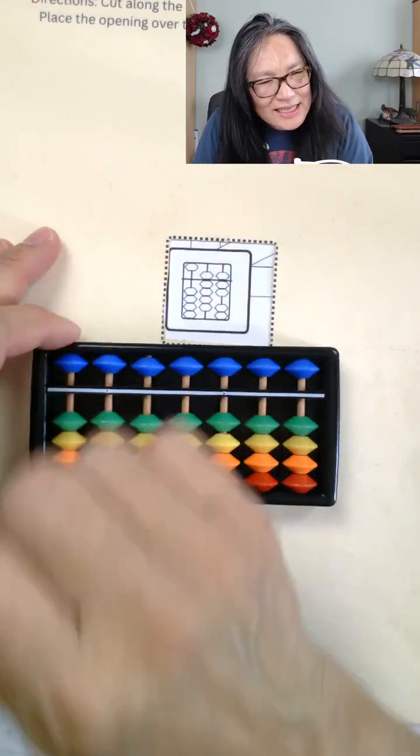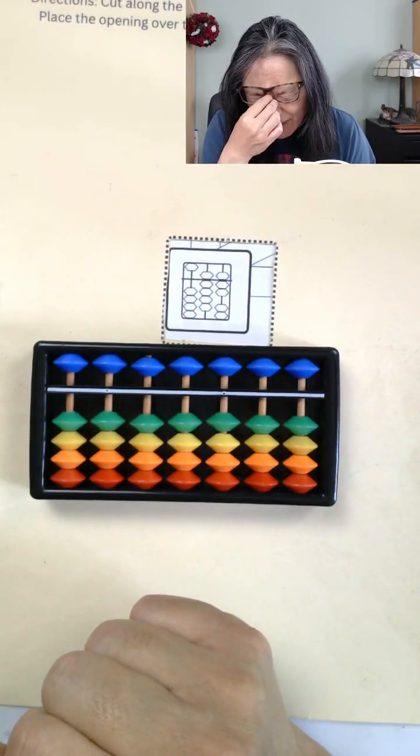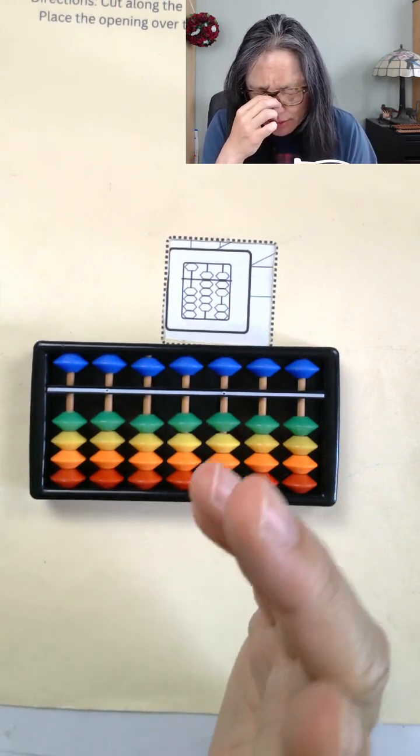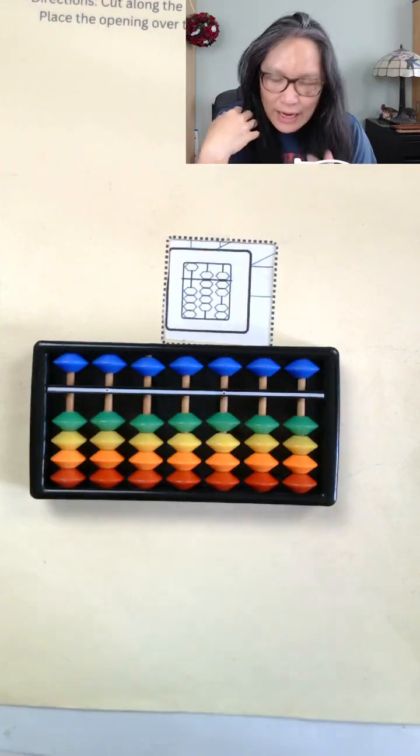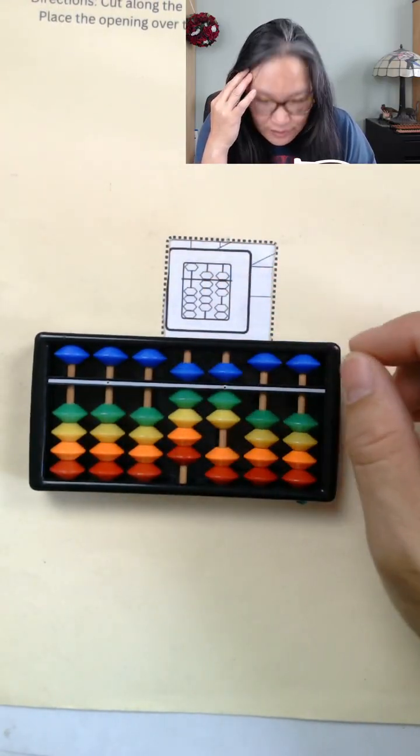But see, the thing is I would have to give you pictures of the abacus, not numbers, because giving you numbers, you can do it any which way. It doesn't matter, you know what I mean? I'd have to figure out how to show you what the abacus looks like.